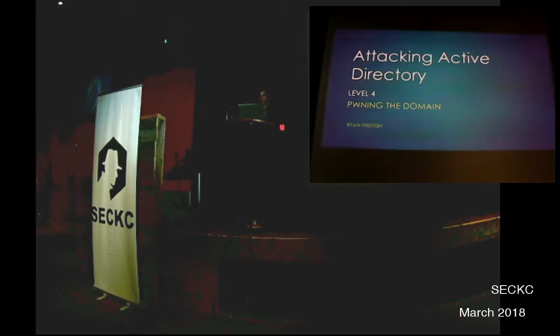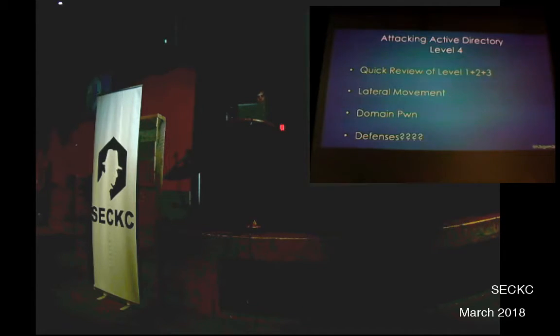But yeah, this is part 4 of attacking Active Directory, the rounding up of the owning of the domain. We're going to start off with a quick review of levels 1, 2, and 3. Then we're going to jump into some lateral movement techniques, and then finally pwning the domain, and actually some stuff on defenses. You can go home right after this talk, because I know you guys want to go right back to work and start fixing up your Active Directory environments.